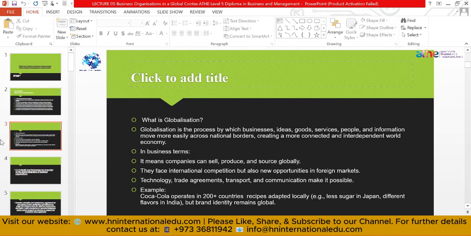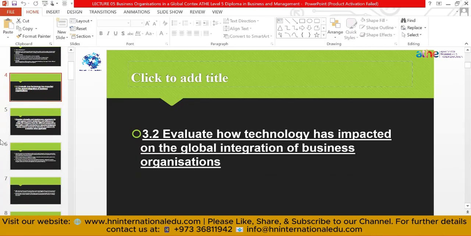Today we will be doing 3.2 and it says evaluate how technology has impacted the global integration of the business organization. You need to focus on the command verb. Whatever the points are in the indicative content, first define them, add 3 strengths and weaknesses, and in the end, go for similarities and differences, judgment, and a conclusion.